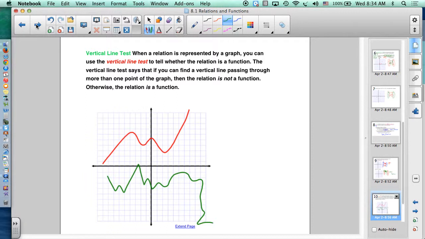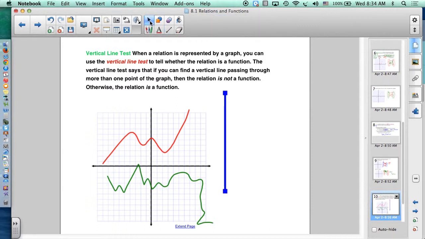Another way that you can quickly test to see if something is a function or not is to do what's called a vertical line test. So what I'm going to do right now is create a vertical line here. Vertical means up and down. To see if something is a function or not, remember you can't have two points with the same x value. Well, one way to test that is by using a vertical line.